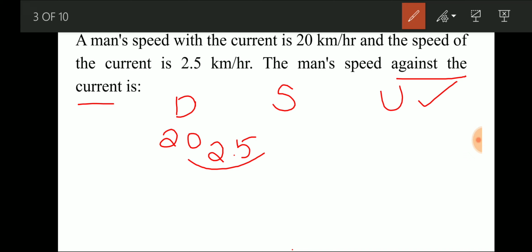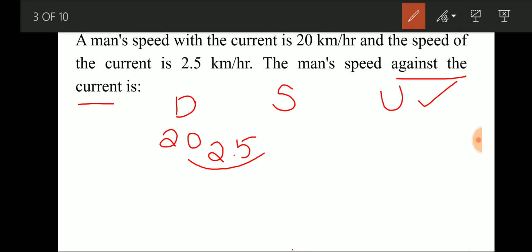A very simple question. Now we need to find upstream. The boat on its own travels at 17.5 without any support. If it has to travel against the flow of the water, the flow of water is 2.5. So upstream speed will be 17.5 minus 2.5, which is 15 kilometers per hour. This question can be solved with practice in less than 10 or even 15 seconds. Let's get on to the second question.